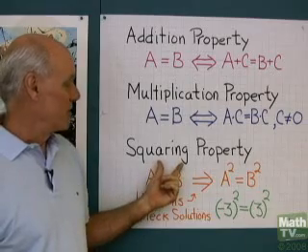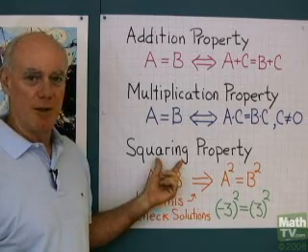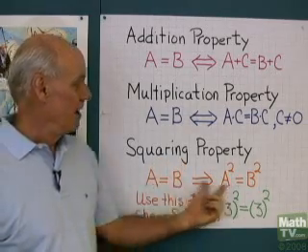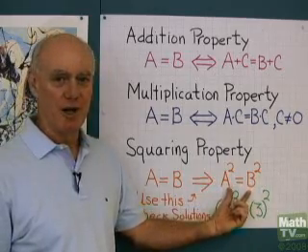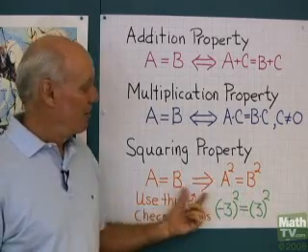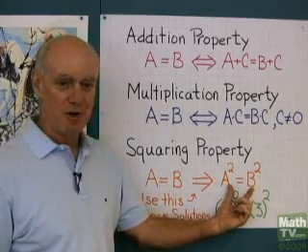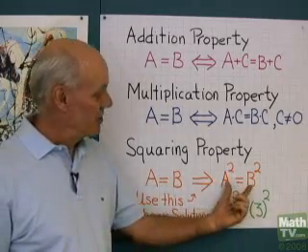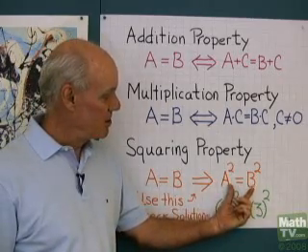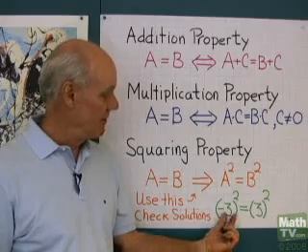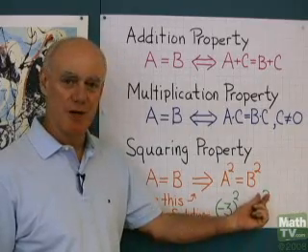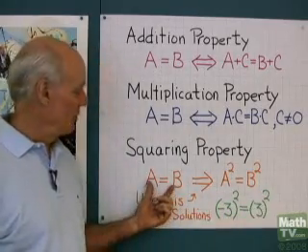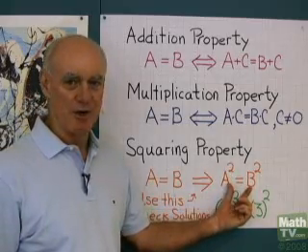Now our property for solving equations that have square roots in them, the squaring property of equality, says if A is equal to B, then A squared is equal to B squared, but not the other way around. Just because A squared is equal to B squared doesn't mean that A is equal to B. For instance, negative 3 squared is equal to 3 squared. Well, that doesn't mean that negative 3 is equal to 3. So this implication only goes in one direction.